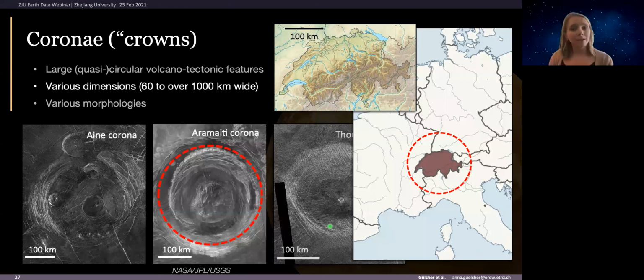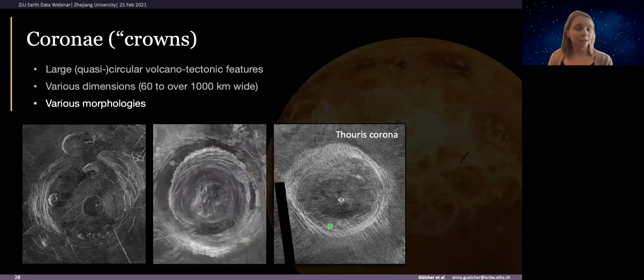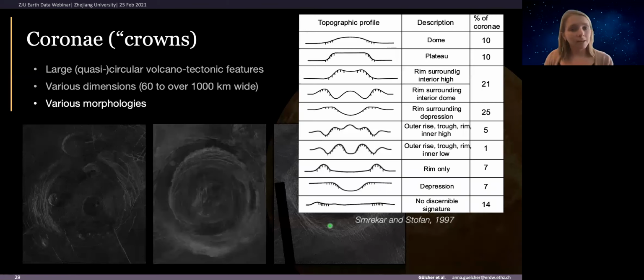The last thing I would like to point out is that the morphologies of these corona structures can all differ individually. So this is a study that has been done already over 20 years ago that summarized the various topographic profiles that are displayed by these circular corona on Venus. So some corona are very simple. They exhibit these domes or plateau-like structures, but many of them are more complicated. They have certain rises, certain valleys, and have multiple structures going on within this whole region.